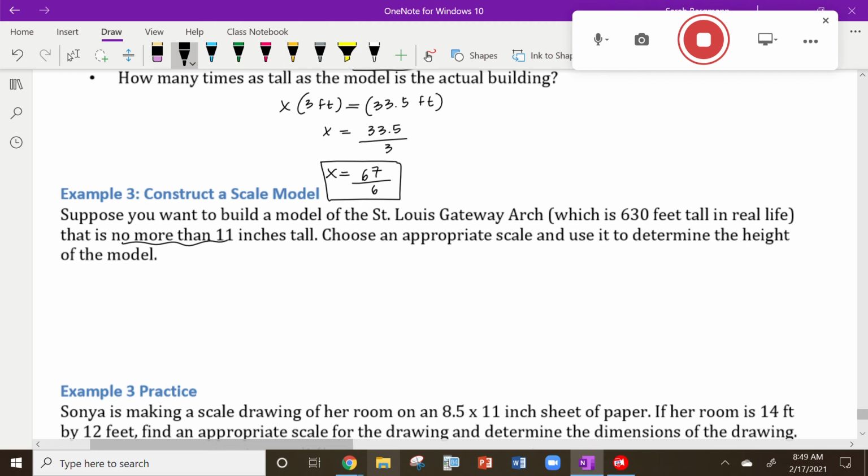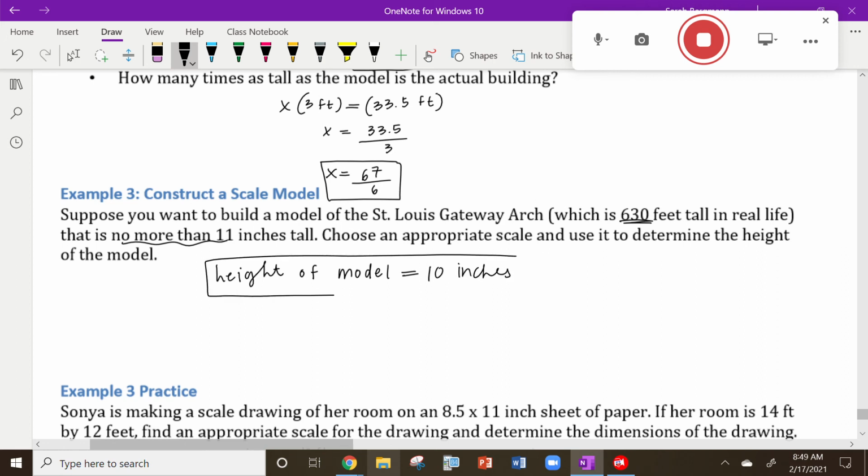So what I'm going to do, I know that 10 is going to go into 630 really easily. So I'm going to make my model, height of the model is going to be 10 inches. That's going to fit within the constraints.